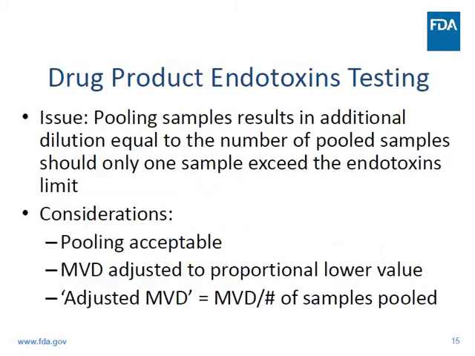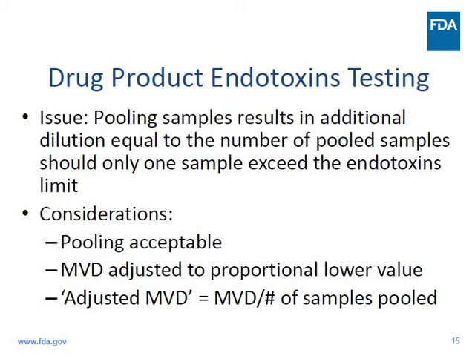Another type of validation that can be confusing to applicants is related to drug product endotoxins testing and the impact that pooling samples has on the maximum valid dilution. Pooling samples results in additional dilution equal to the number of pooled samples should only one sample exceed the endotoxins limit. For example, you may be pooling 3 samples taken from the beginning, middle, and end of your fill, and then determining whether it passes your endotoxin specification.